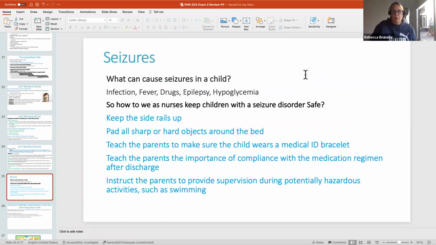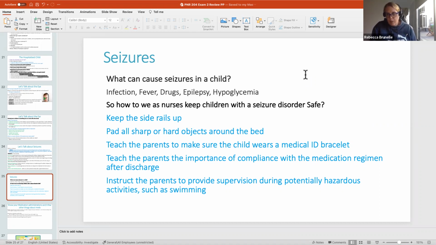So like I said, not all seizures are epilepsy. Not all seizures are a seizure disorder. So infection, fever, drugs, and hypoglycemia can cause seizures, and so can having epilepsy. So we always want to make sure that we're making our patients as safe as possible. So in the hospital, you're going to make sure the side rails are always up, that there aren't any sharp or hard objects around the bed.